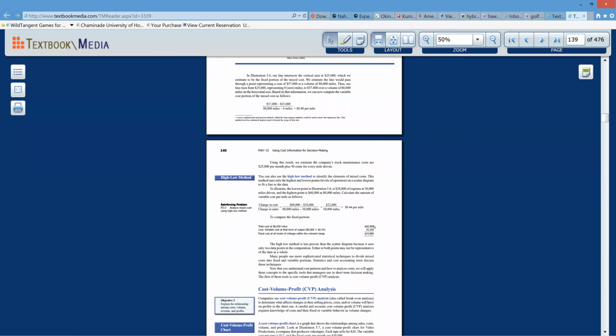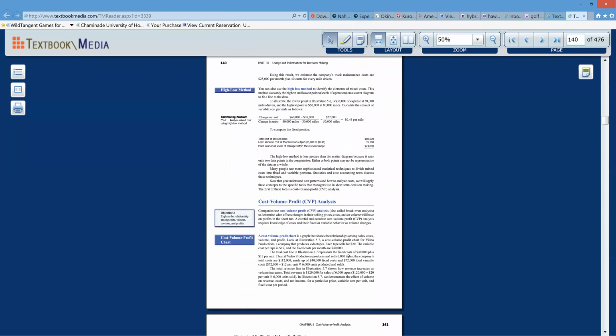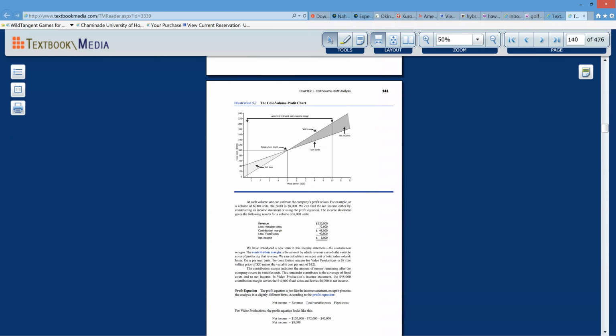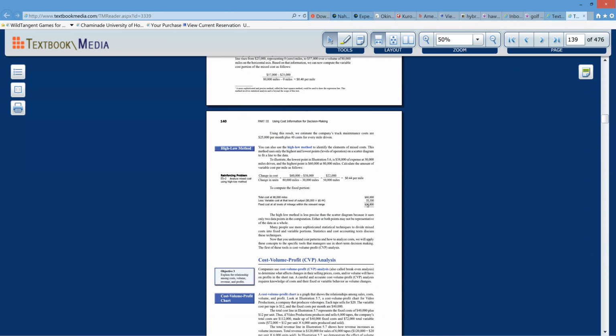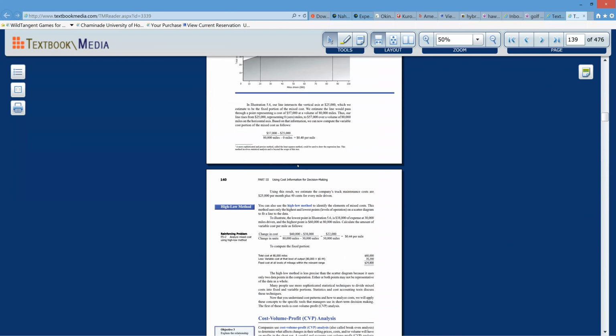So the difference between the total cost and the variable cost is the fixed cost. So 24,800 is the fixed cost. Okay, so now we know that for any point on this line, the fixed cost is 24,800 and the variable cost is 44 cents per mile.